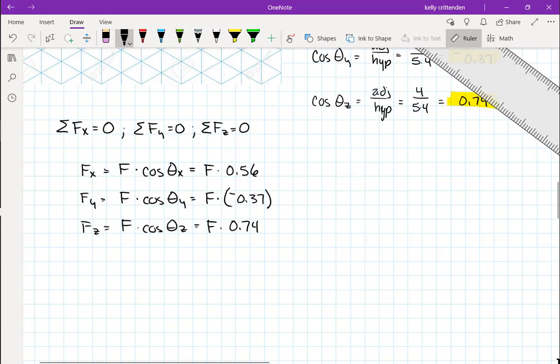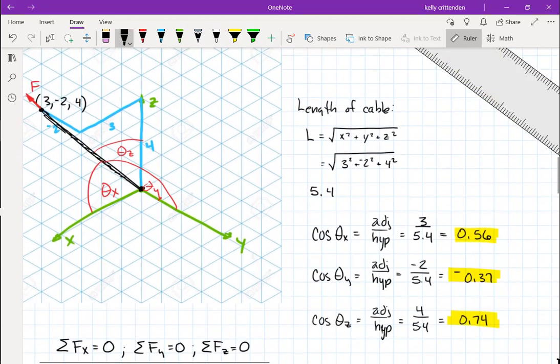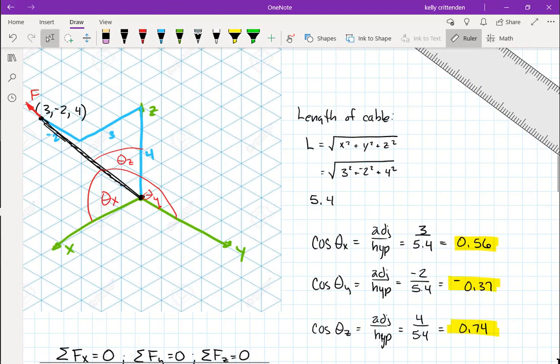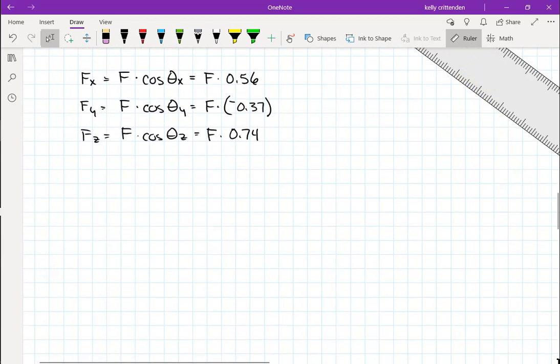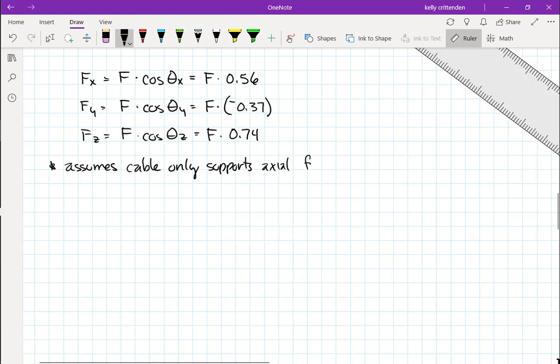I just need the F, x, y, and z for cable number 2, wherever I draw it. I need the same thing for cable number 3, and I need all the constants, the weights or whatever it is that I'm lifting up. This assumes a couple of things. When I drew the force F, I just drew one vector in the same direction as the cable. So all of this assumes that the cable only supports an axial force. So there's no bending moment in it or anything like that.